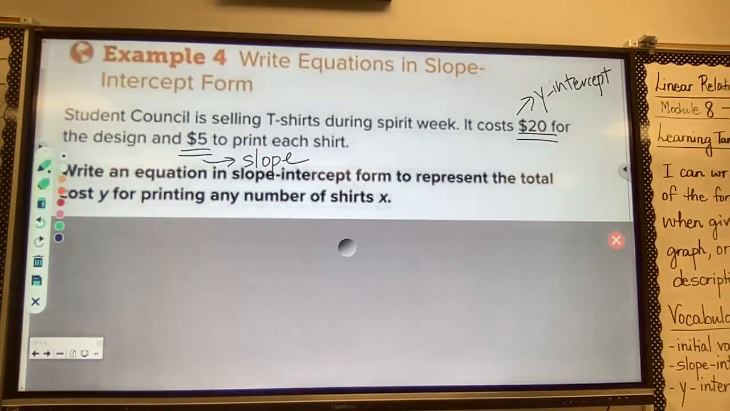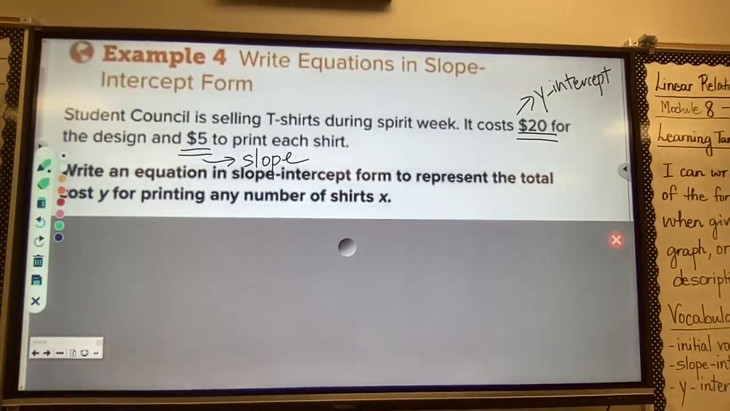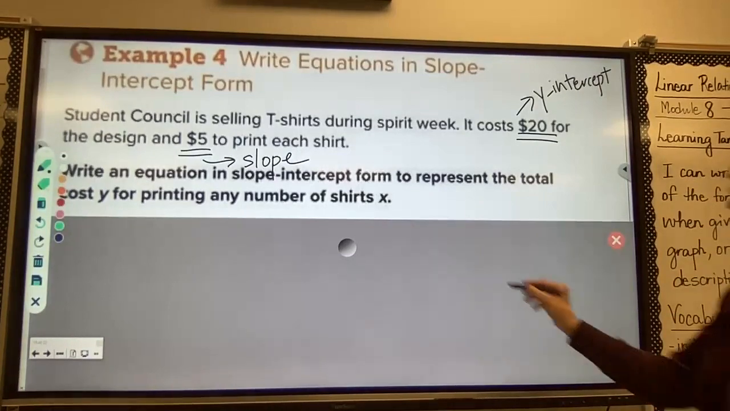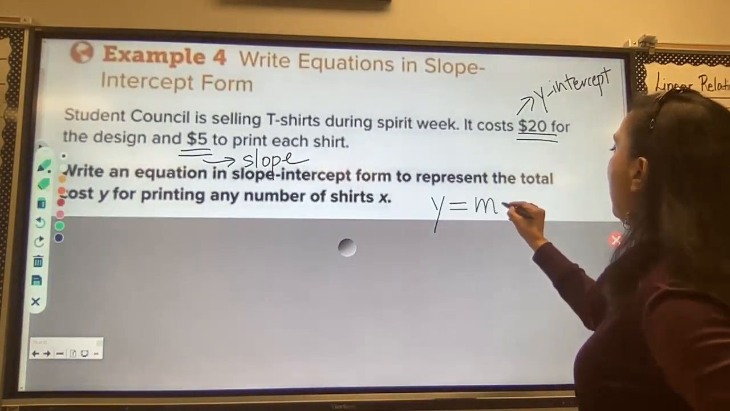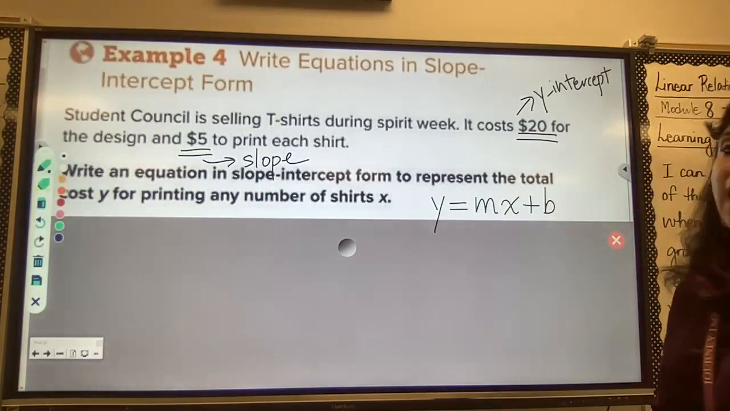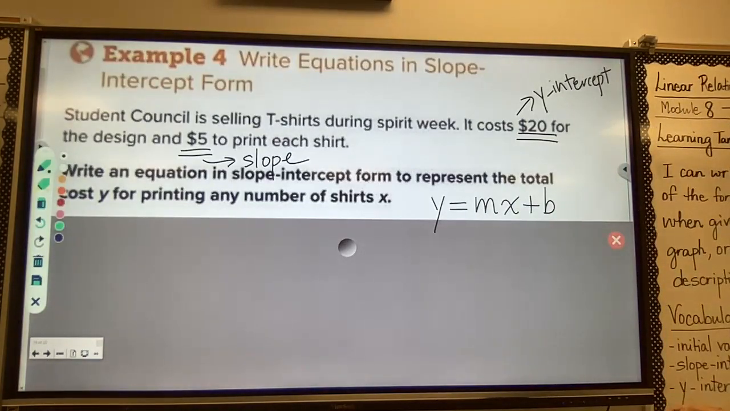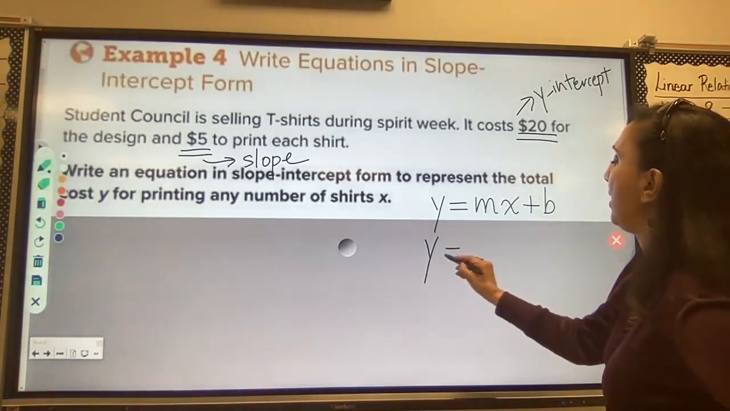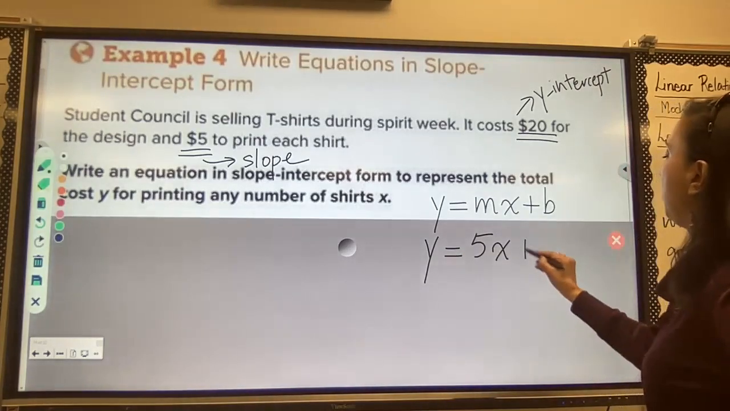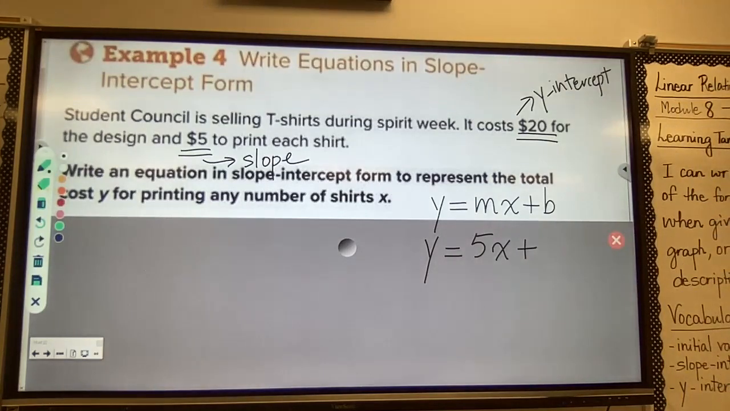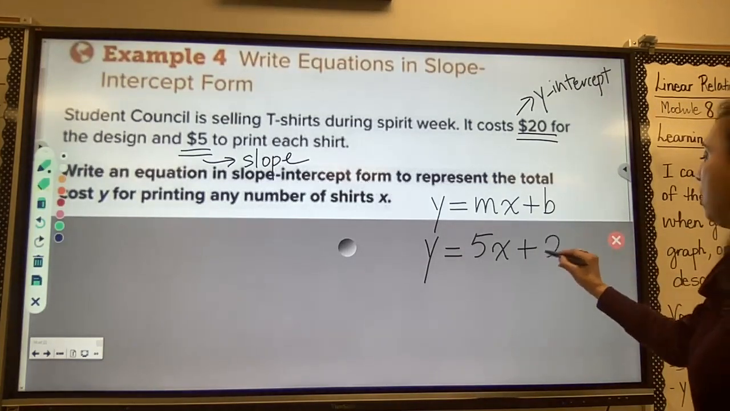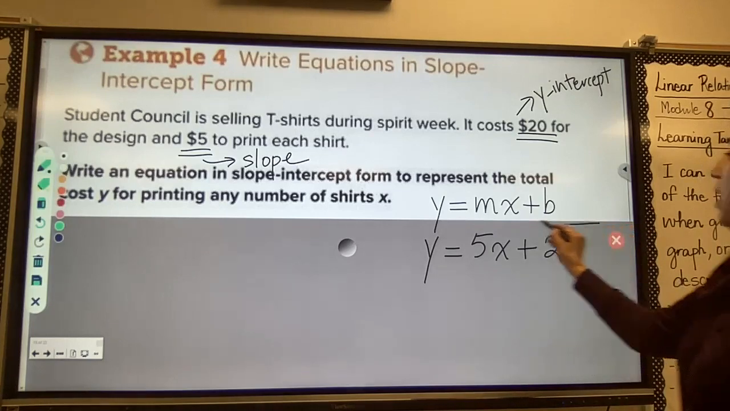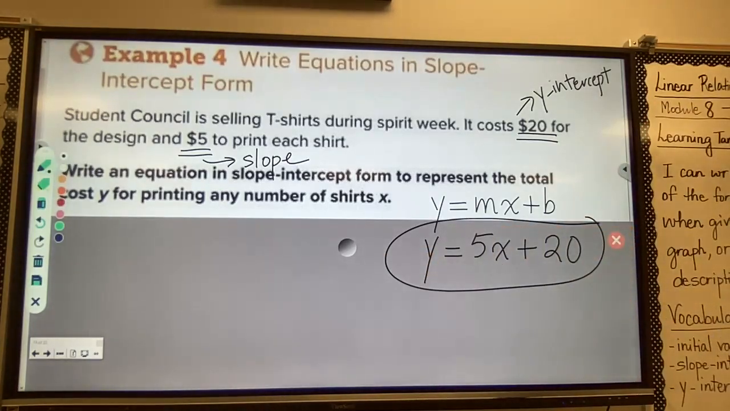Okay, so now we are going to put this into an equation in slope-intercept form. Y is equal to mx plus b. And so therefore, what was my slope is $5. So y is equal to 5x plus the one-time fee, which was how much? The initial cost is $20. So here is my slope-intercept form written out. And the equation that represents the total cost of printing any number of shirts is y is equal to 5x plus 20.